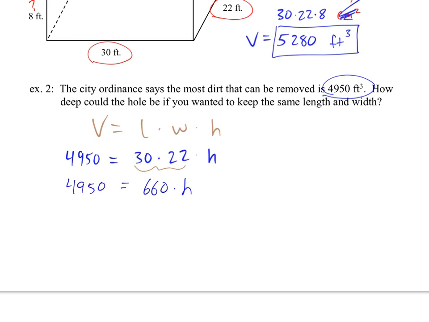So if I want to solve for the height now, what do I do to both sides? Divide by 660. Perfect. Divide by 660. And the height, or in this case, kind of the depth of the hole, ends up being 7.5. 7.5 what? Feet. Yep. Because it's just going to be a length in one direction.